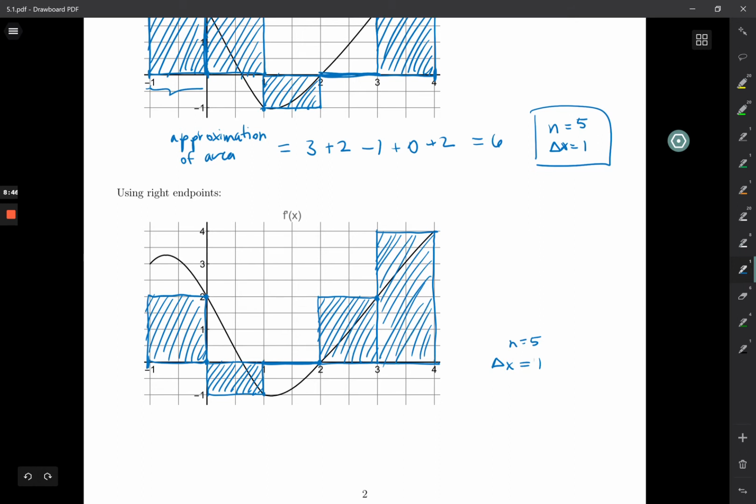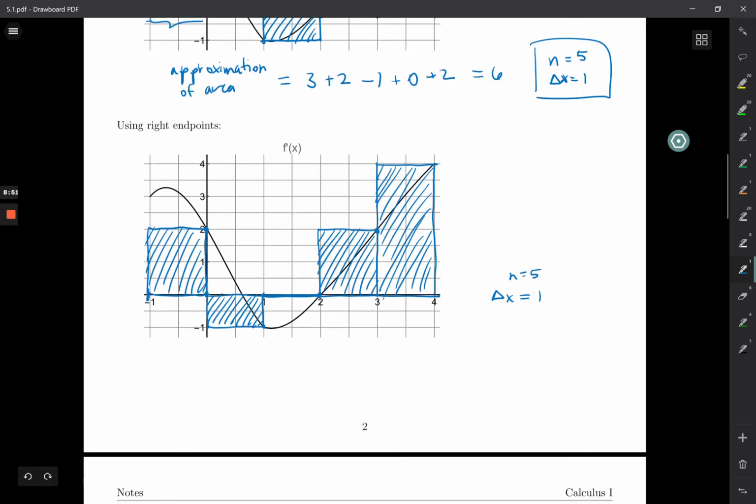Great. So this is what our approximating rectangles look like. And then we can compute the approximation of the area. That will be equal to, here our first rectangle has height 2, second one has height -1, 0, 2, and 4. So in this case we get 7, right? And we used n equals 5, delta x equals 1.